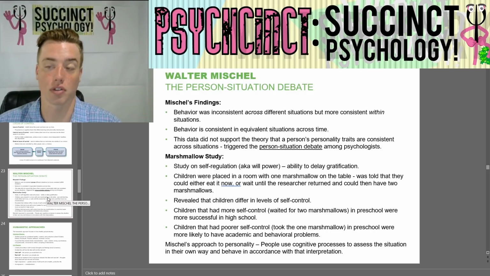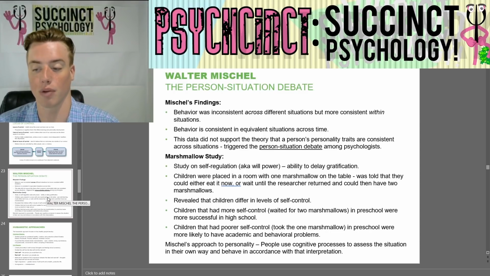Children that had more self-control or waited for 2 marshmallows in preschool were more successful in high school, whereas children that had poor self-control or just took the 1 marshmallow in preschool are more likely to have academic and behavioral problems. So Mischel's approach to personality, that people use cognitive processes to assess the situation in their own way and behave in accordance with that interpretation.